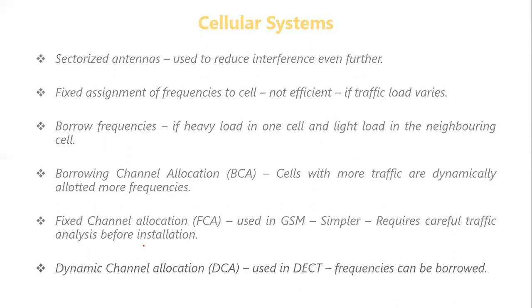Similarly, we have also discussed diffraction, which means if the signal hits the edge of an object, then it may get diffracted. And we have also discussed scattering. Scattering happens if the size of the object is less than the wavelength of the signal. Reflection and shadowing happen if the size of the object is greater than the wavelength of the signal.